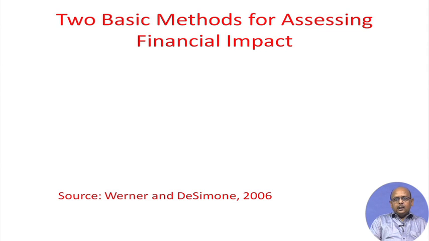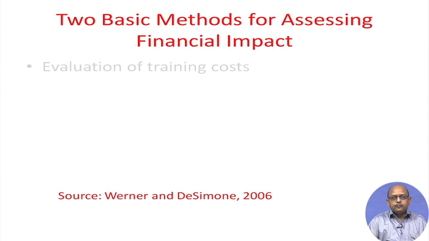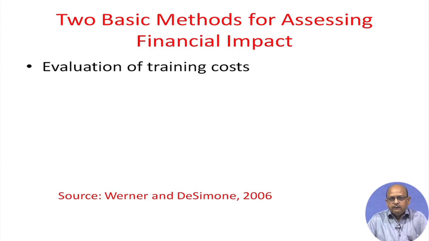Now, there are two basic methods of assessing financial impact. Remember we talked about qualitative measures, but now what we are going to discuss is the way through which we can measure it in concrete, pure financial terms. So, we are going to discuss certain methods that are used to measure it in financial terms. We try to look at the cost benefit analysis, that is the ROI model, and in this return on investment model, basically we try to evaluate the cost and the benefits. So, first of all we will try to evaluate the training cost.